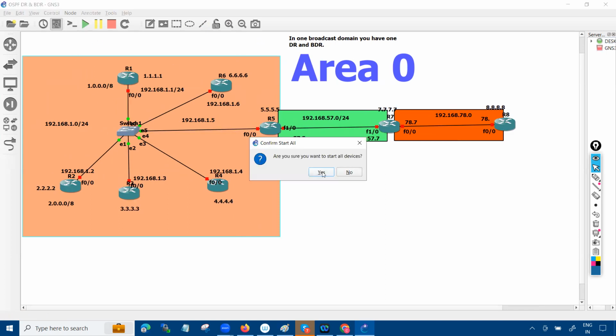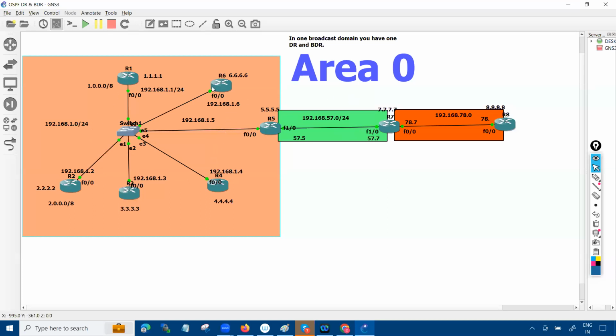in this diagram, we have area zero. OSPF works on the area concept, and area zero is the backbone area. It's a 32-bit area range we have. Apart from area zero, all the areas are known as normal areas, for example area one, area two, area 10, area 20, area 30. All these areas are called normal areas.